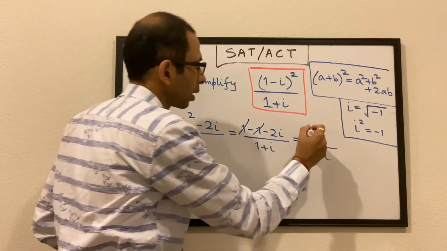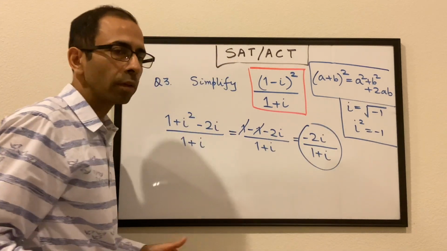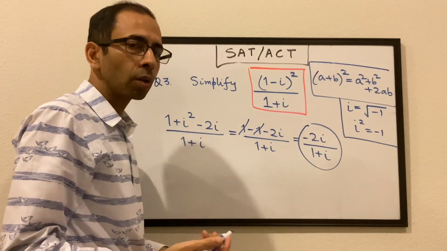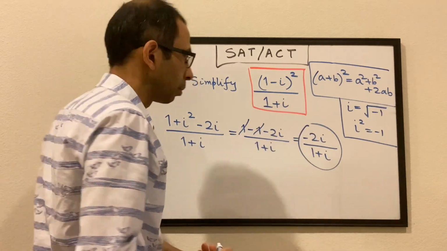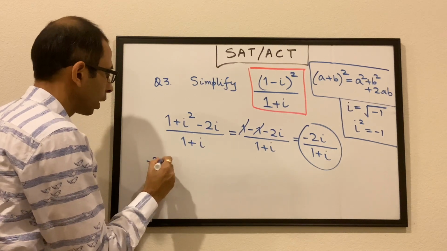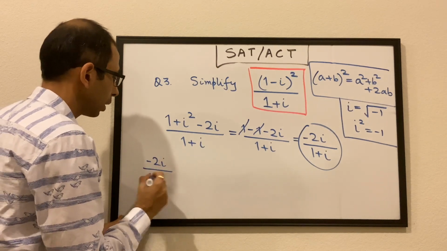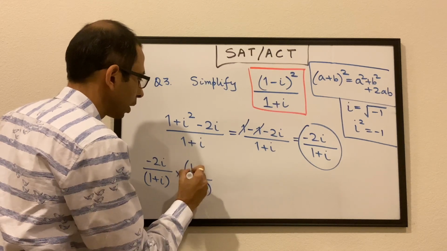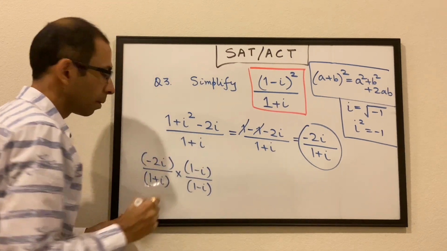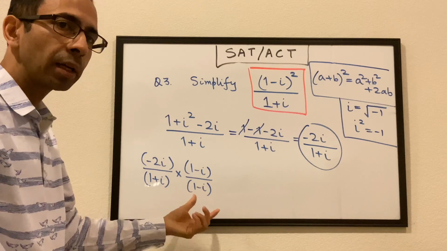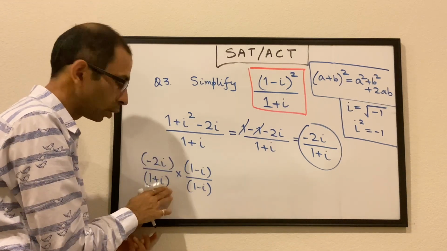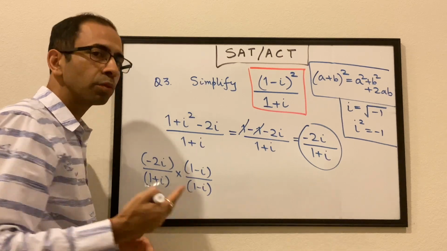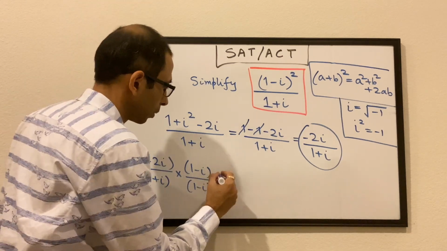Now at this point of time, we have to get rid of the i from the denominator. So we multiply this fraction by the conjugate, both the numerator and the denominator. So we do minus 2i divided by 1 plus i, and then times 1 minus i over 1 minus i, correct? The conjugate of 1 plus i is 1 minus i, and we multiply by the conjugate of the denominator in both the numerator and the denominator, because we have to get rid of i in the denominator, right?